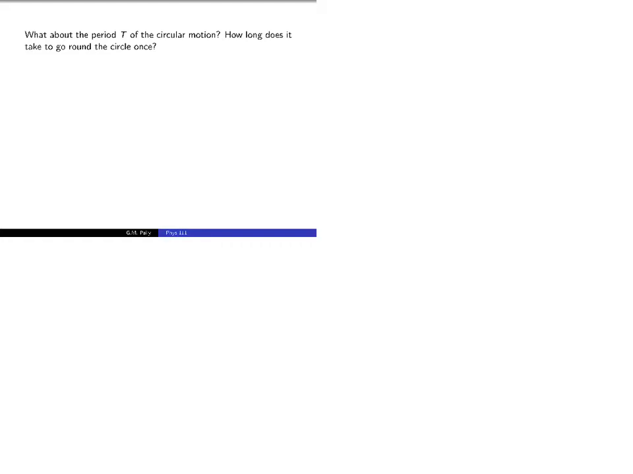What can we say about the period T of the circular motion? That is, how long does it take for the particle to go around the circle once? Well, if we move in a circle, our angle changes by 2 pi, and the particle returns to the same position.